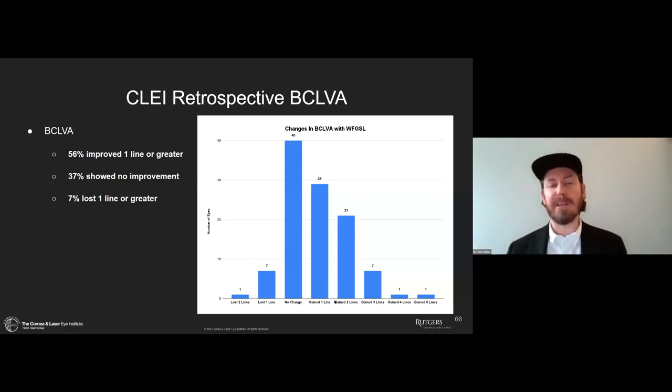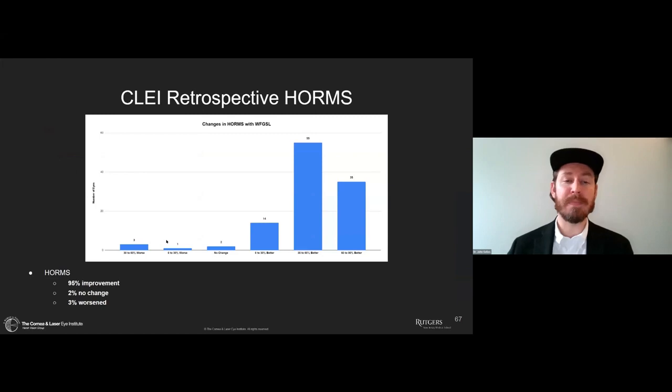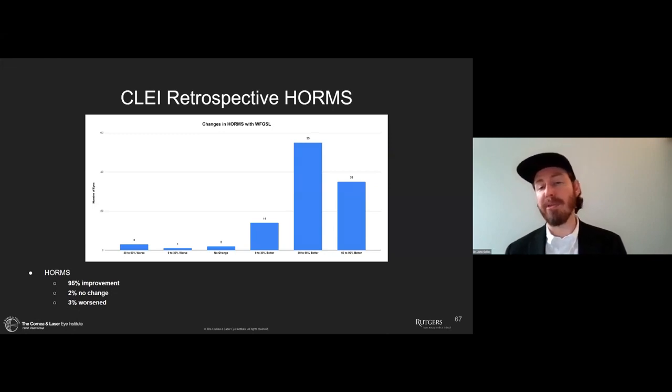But what you can also see, though, is that about 55% gained a line or more of vision. We had an individual who even gained 5 lines of visual acuity. So these can be highly impactful for these individuals. The other thing that we saw was about 95% of them saw an improvement in higher order aberrations, whether that is any level of aberration correction, but we can see that a good majority of them have 30% or greater aberration reduction.